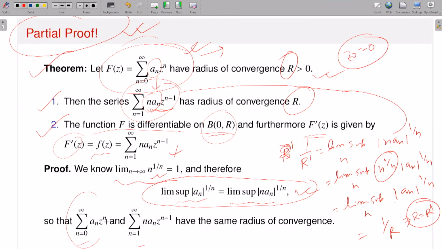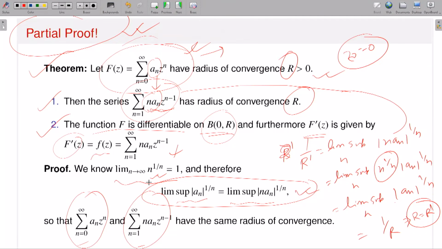So the power series this and the power series this have the same radius of convergence. This is the first observation. It follows from the definition of the radius of convergence, along with the fact that the limit of n to the power 1 by n is a convergent sequence. That is very important. That is why this conclusion to this conclusion is true. So this has the same radius of convergence.